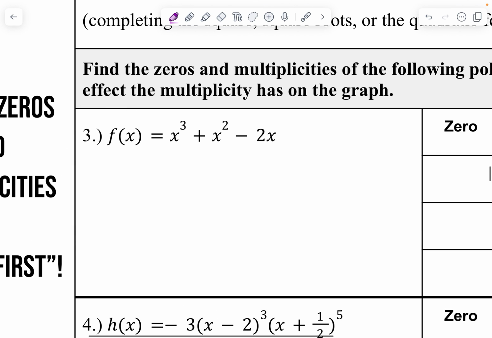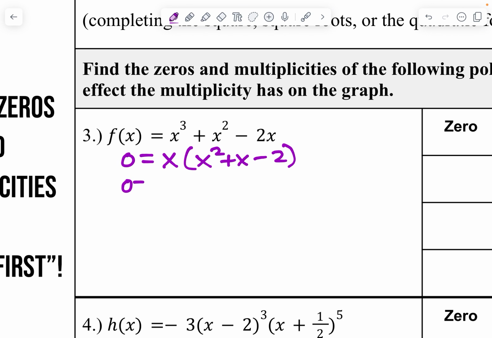So if we want the zeros, it means that f of x is replaced with 0. We want an output of 0 for the function. First step in factoring is always GCF. So when I check all 3 terms, I see, oh, they all have an x. So we're going to factor out the x and bring it down to x squared plus x minus 2. And then I attempt to factor down that trinomial.